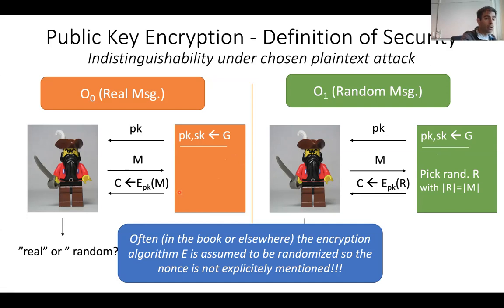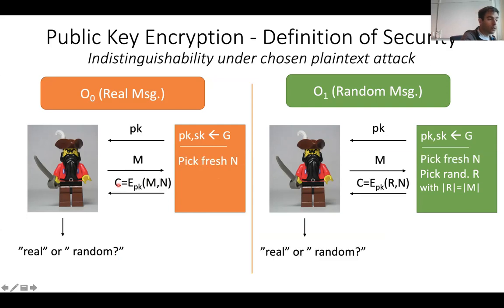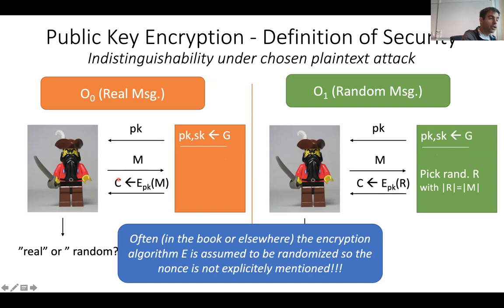And since it's so important to have randomness in a public key encryption scheme, we often, in the book or elsewhere, write, instead of writing C equals the encryption under the public key of the message with the nonce, this notation with the arrow, which means that this is a randomized process. The encryption algorithm is a randomized algorithm, uses some random coins, some random values as part of the algorithm, and therefore we don't mention the nonce explicitly in the notation.